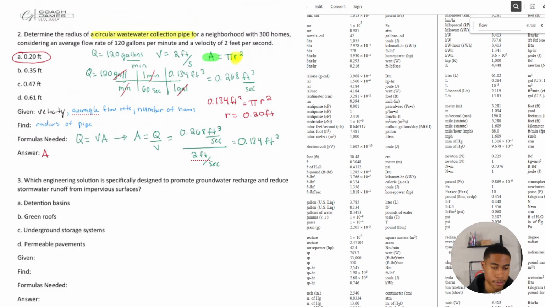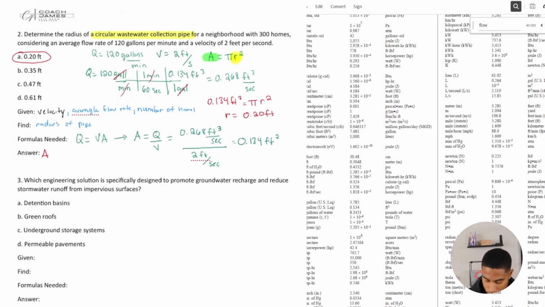Alrighty, a little bit of substituting, a little bit of figuring out what they're wanting, but not too bad. Q is equal to A times V is a very popular one. So if you're ever given flow, velocity, the area of a pipe, the diameter of a pipe, or the radius of a pipe, that's the formula that is going to help you.